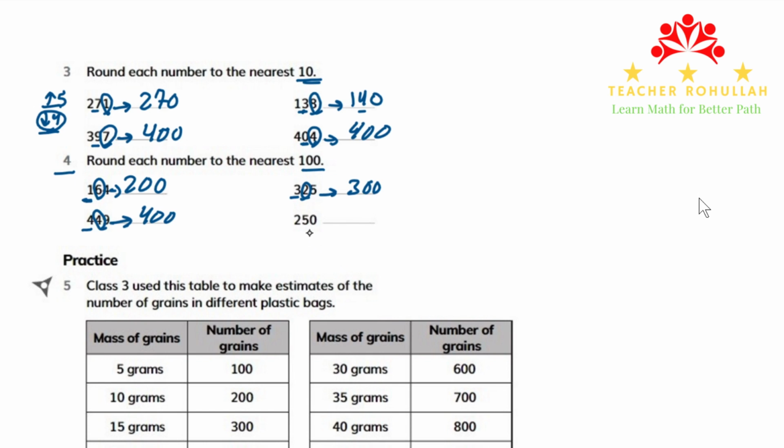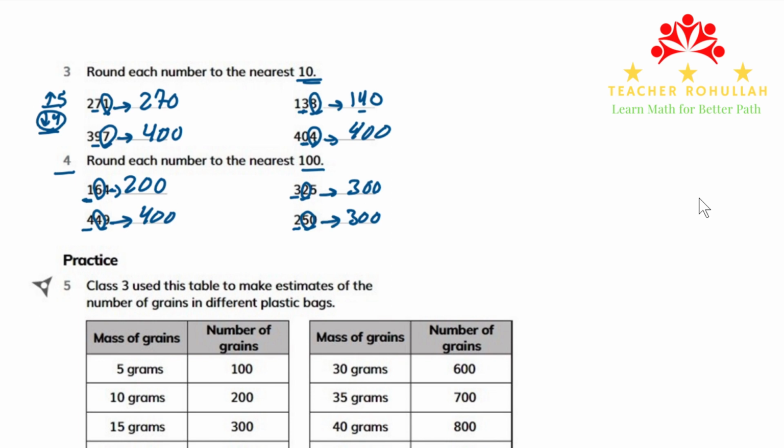The last number is 250. So again, we underline 2, which is in the hundreds place, and circle 5. Seeing that 5 is 5 or more, the number rounds up. We increase 2 by 1 and get 3, and write 2 zeros in place of 5 and 0.